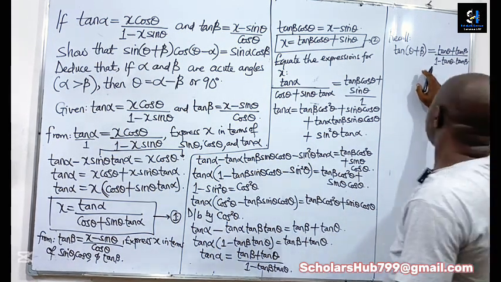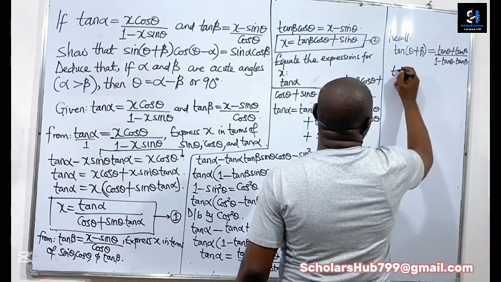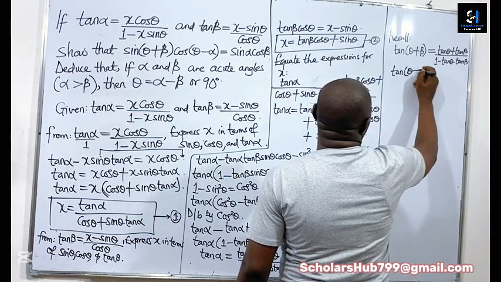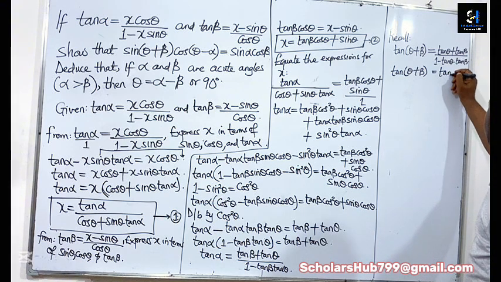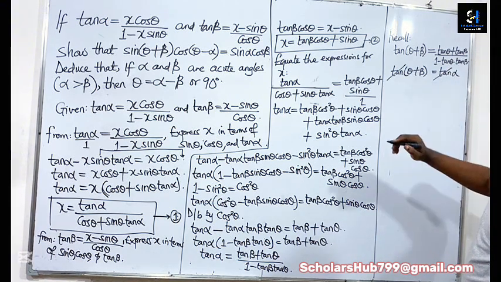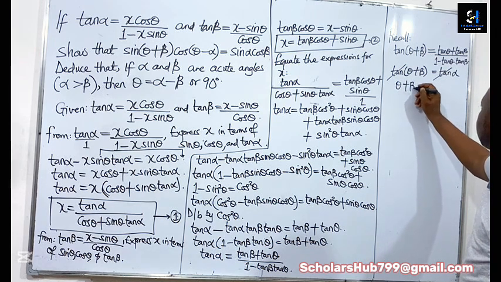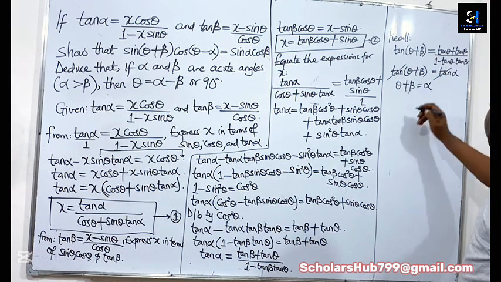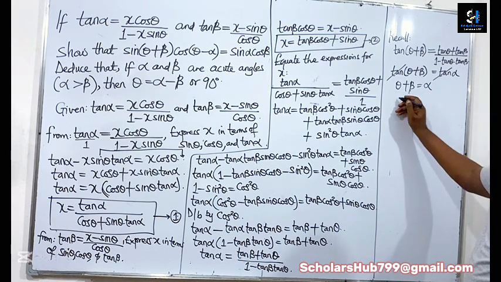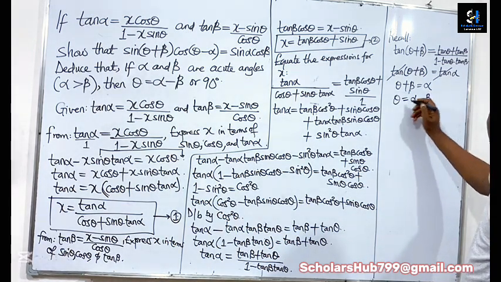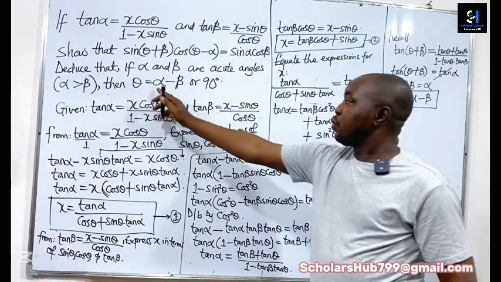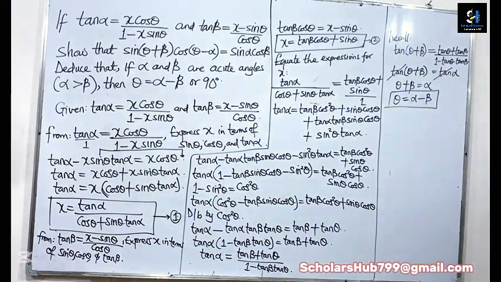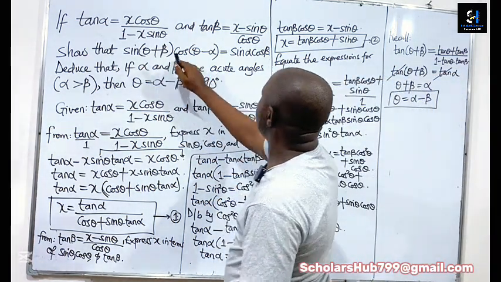All right, so which means that from here we have that tan of theta plus beta will be equals to tan alpha. That makes sense. So tan cancels tan, and we'll be left with theta plus beta equals to alpha. So I'll carry this over to the right hand side so that theta will be equals to alpha minus beta. Wow. And that's what we have here. Nice.